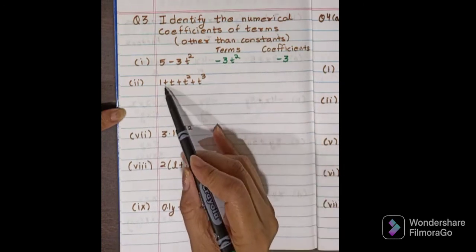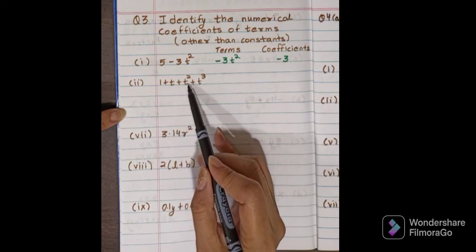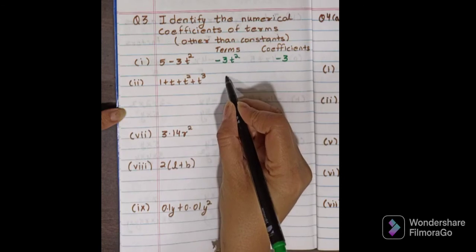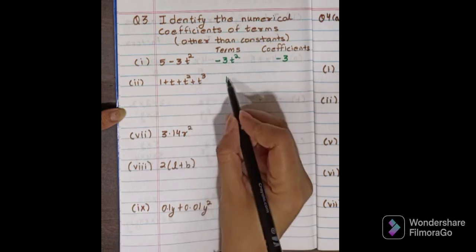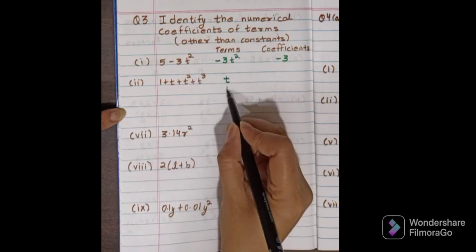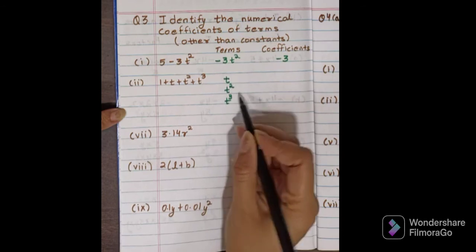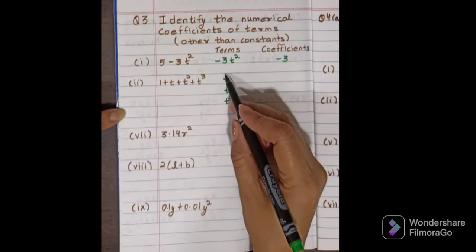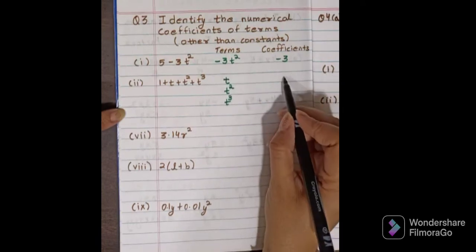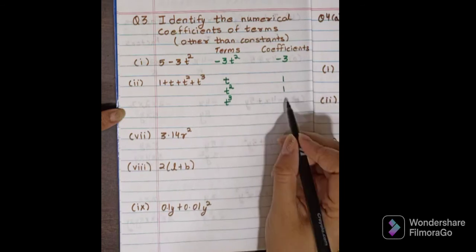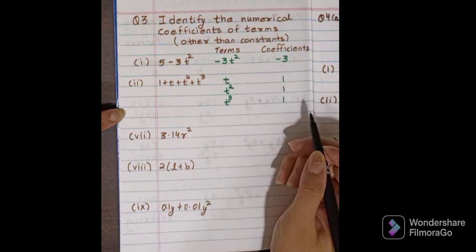So look at the second one. In this we have 1 plus t square and t cube. So the terms without the constant term and having variable are t square and t cube. Now we have to write the numerical coefficient. No number is written, so we take 1 as the numerical coefficient. So t square has 1 and t cube also has 1 as numerical coefficient.